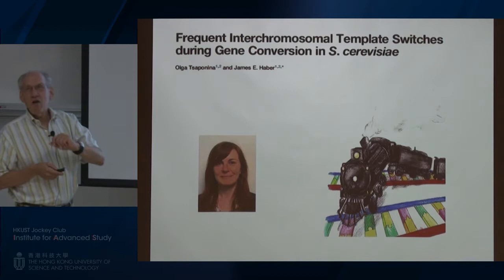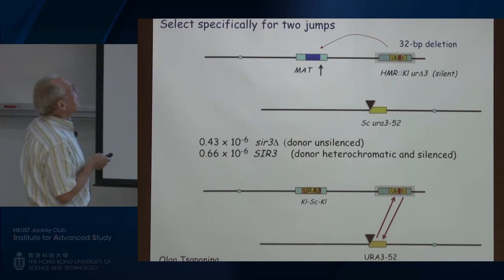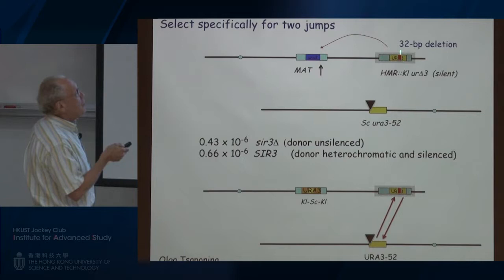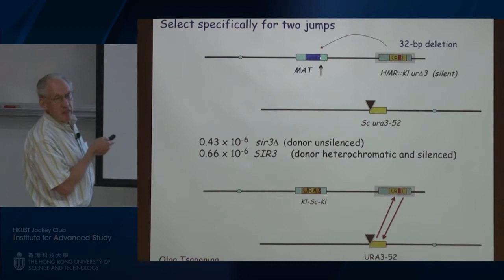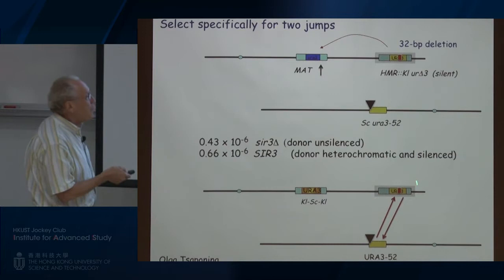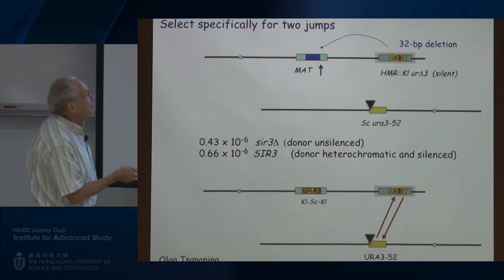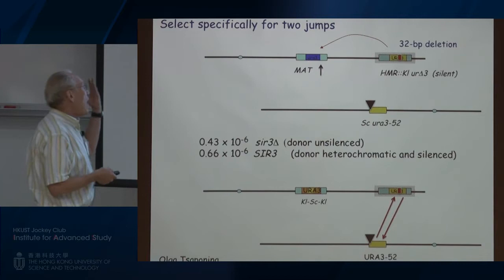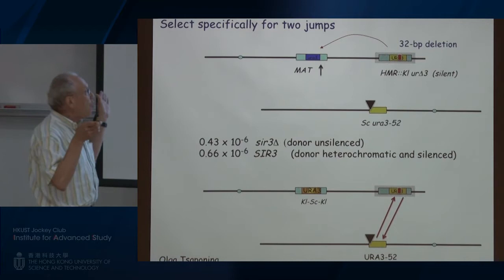So Olga decided to study these events in detail, so she did a very cute trick. She deleted 32 base pairs from this template. So now it's ura-minus no matter what happens. If it jumps in here, it's still ura-minus because it's mutant. So the only way it can become ura-plus is to do this pair of jumps to pick up at least 32 base pairs of sequence, so that when it finally ends up here, you end up with a chimeric gene and it's functional. So everything that Olga picks up is this two-jump system. So now out of all the crazy events, we were down to this one.